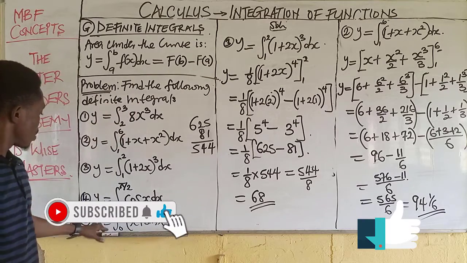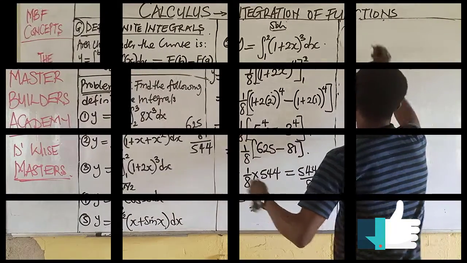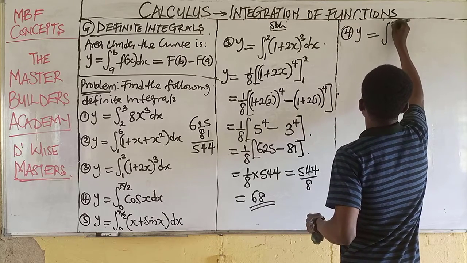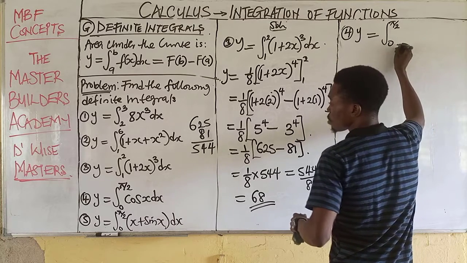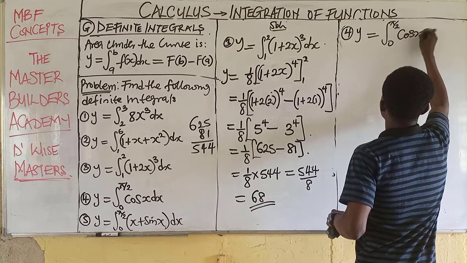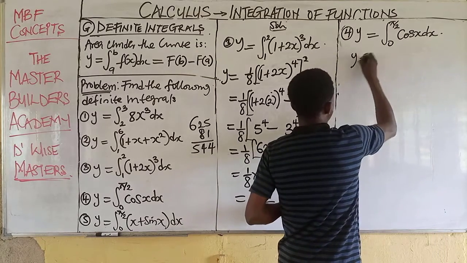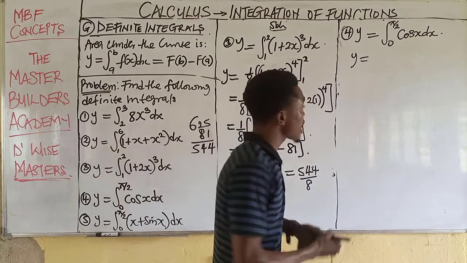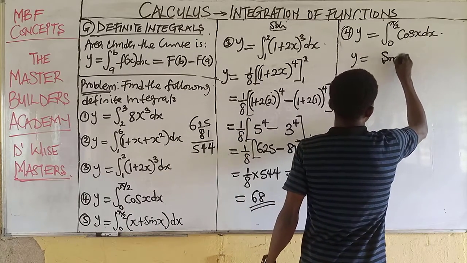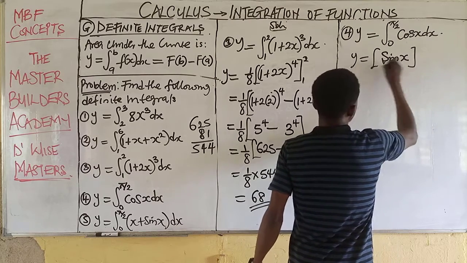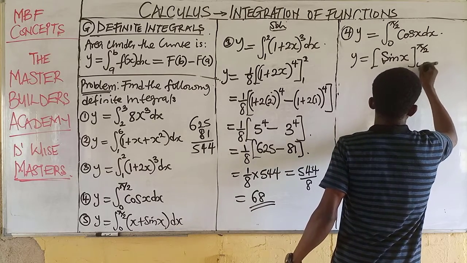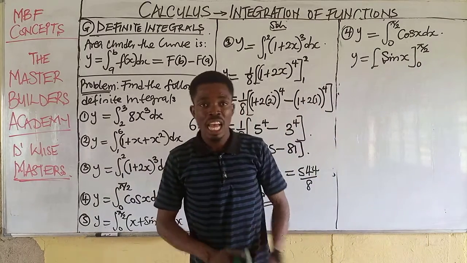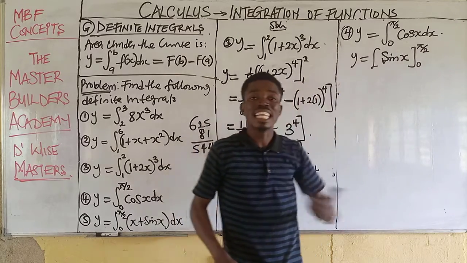Then finally, now we have question number 4 on the board. Question number 4. Integrate y equal to the integral from 0 to pi over 2 of cos x dx. So first is to identify the function. This is a trig function. So when we integrate cos x, we have sine x. Then put down the upper limit and the lower limit. Now we understand that these values here are the values of x. And for trig functions, x is the angle.